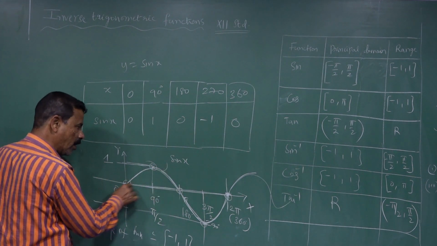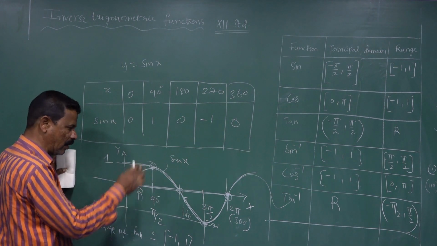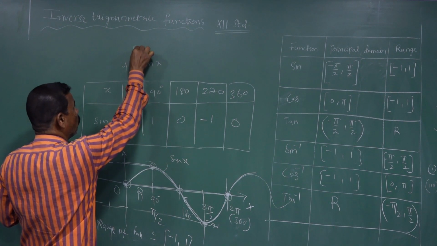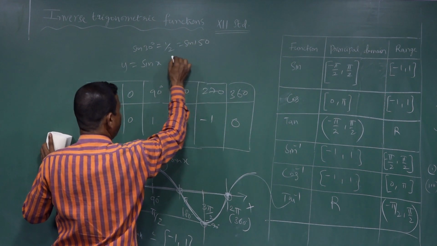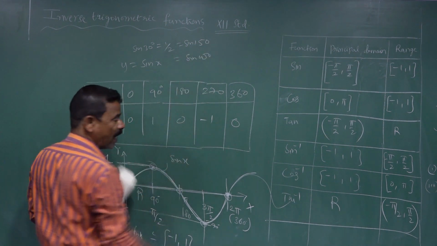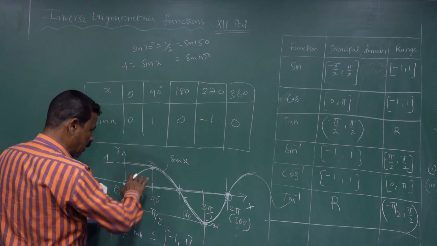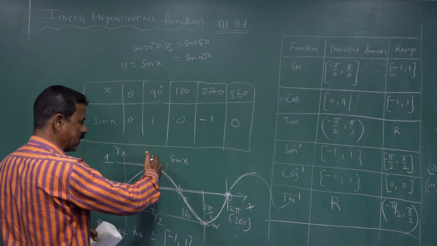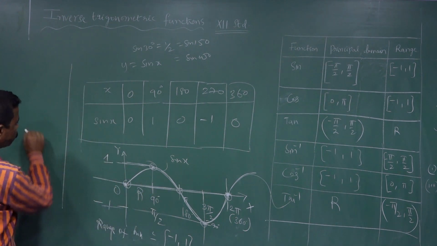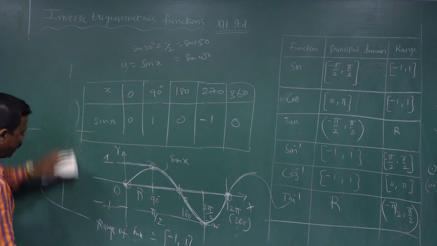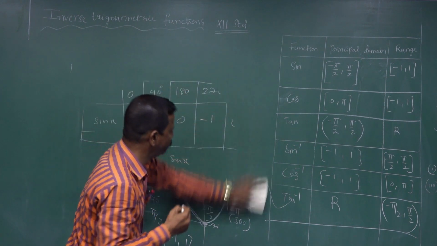So here x is the domain. Domain how much? All real values. Suppose sin 30 is equal to 1/2. Again sin 150 is also 1/2. Sin 450 also, many values are there. So that's why in the case of sin inverse x, this graph is changed. The x-axis becomes the y-axis, and the y-axis becomes the x-axis. Just rotate this diagram by 90 degrees and it will come like this.